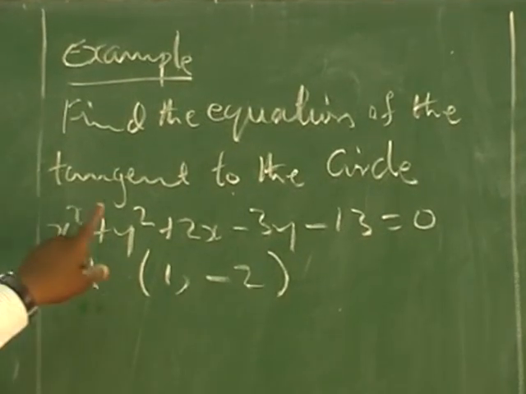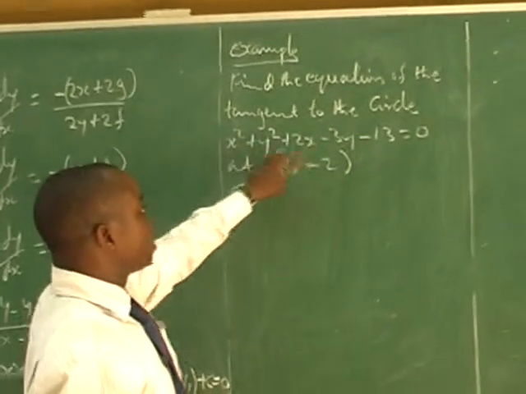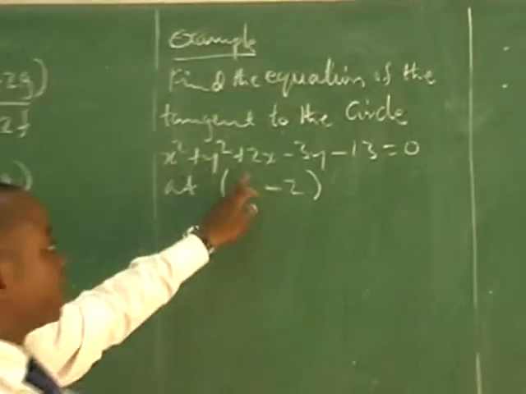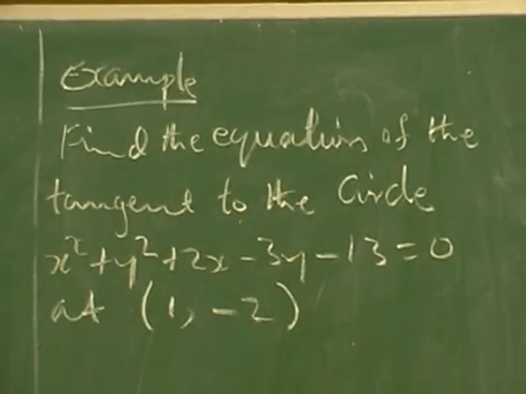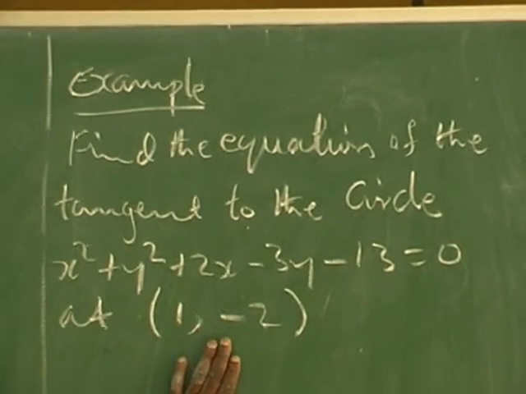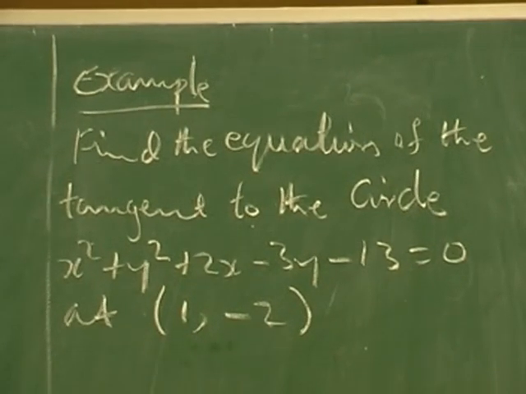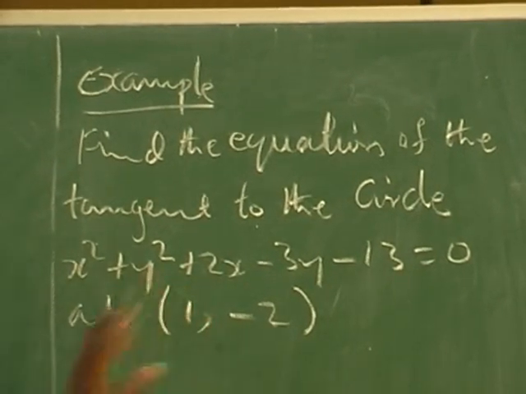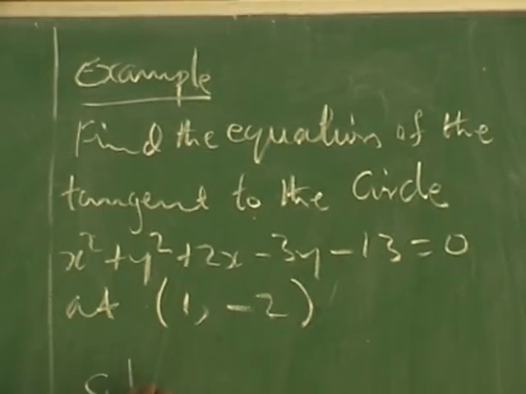Suppose we are asked to find the equation of the tangent to the circle. The circle is given by this equation: x squared plus y squared plus 2x minus 3y minus 13 equals 0, at this particular point, the point that has coordinates 1 and minus 2. So we should find the equation of the tangent. Now let's start the solution, and see how we can find this equation.